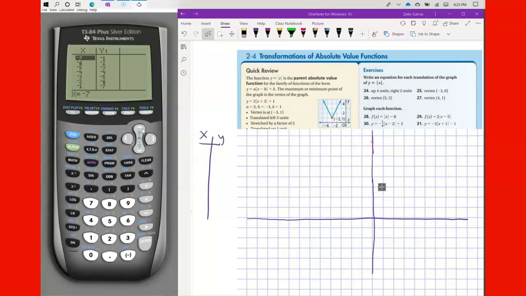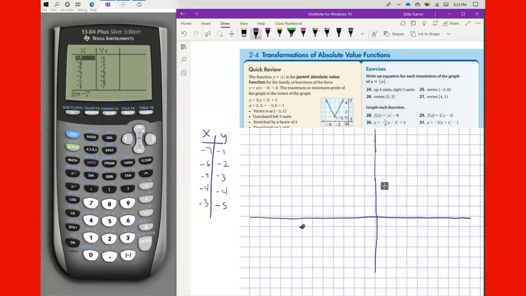So we have -7, -1; -6, -2; -5, -3; -4, -4; -3, -5; -2, -6; -1, -7; and then 0, -8, and then it comes back up.